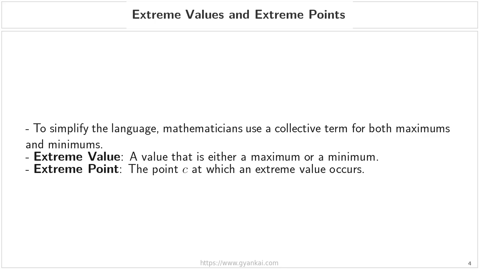Similarly, we have the extreme point. This is the specific point, c, at which that extreme value occurs. Just as we distinguished between the value and the point in our previous slides, the extreme point is the input coordinate that leads us to the extreme value. Understanding these collective terms is important because, as we move into the next slide, we will apply these concepts to a real-world scenario involving projectile motion.